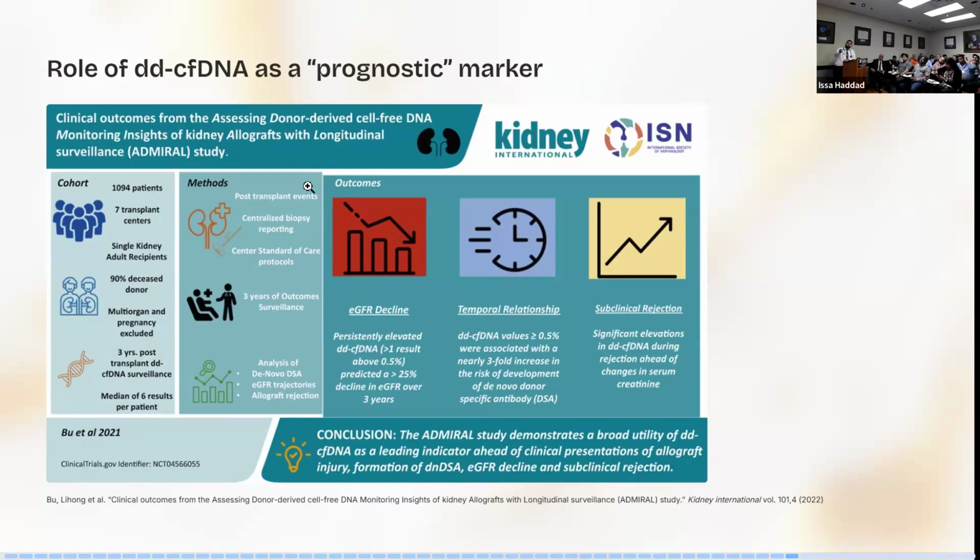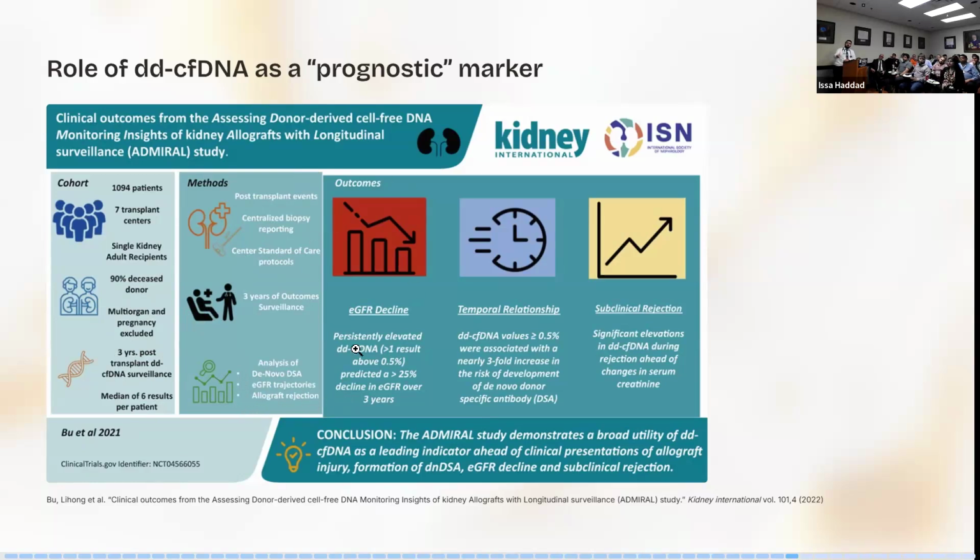And the biopsies that they did were standard of care protocols. And they analyzed 3 things: the de novo DSA, the GFR trajectory of the allograft, and any signs of allograft rejection.